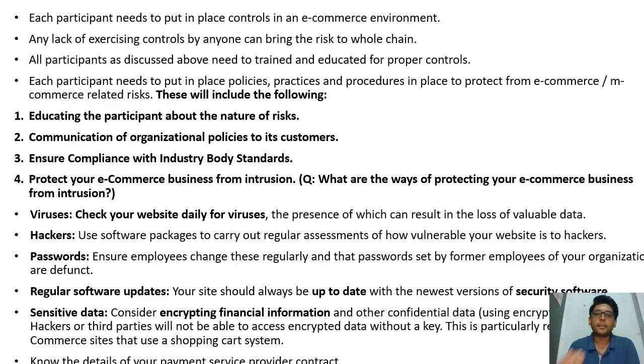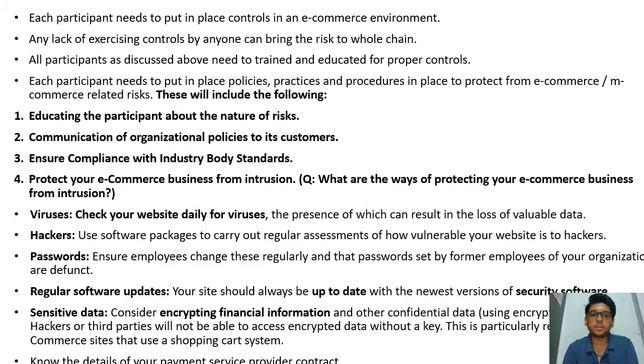What do we say about virus? Someone may send us a virus. I should check my website daily for viruses, the presence of which can result in loss of vulnerable data. My data can get lost, my data can get stolen, or half of my data can be erased. So I should check my website daily for viruses. Next, hackers. Use software packages to carry out regular assessment of how vulnerable your website is to hackers.